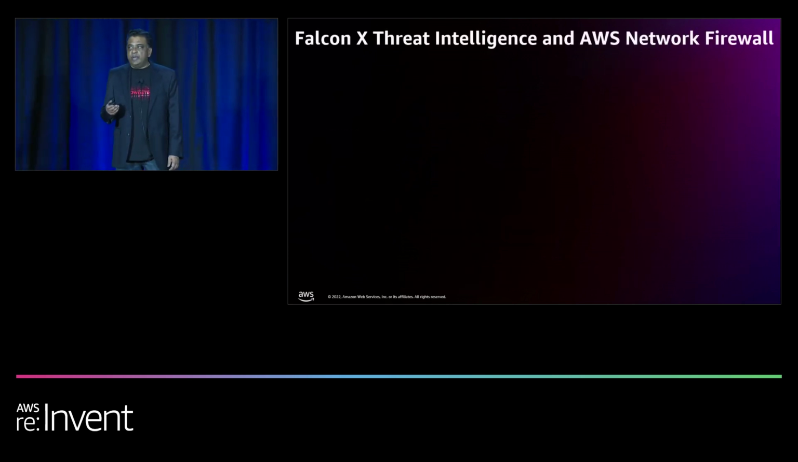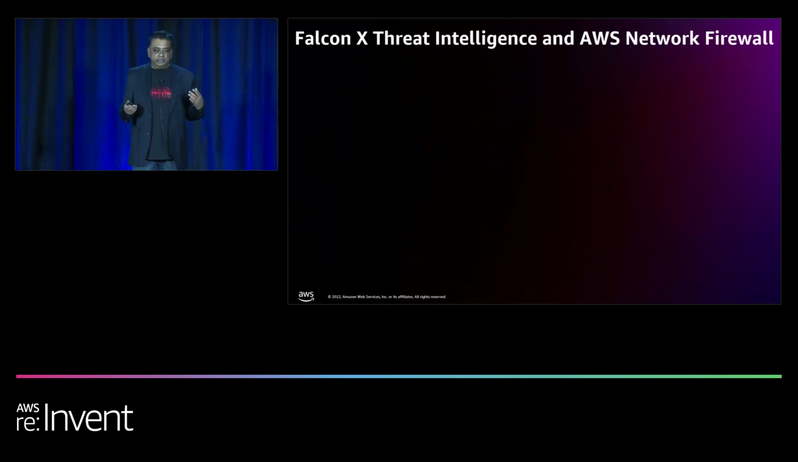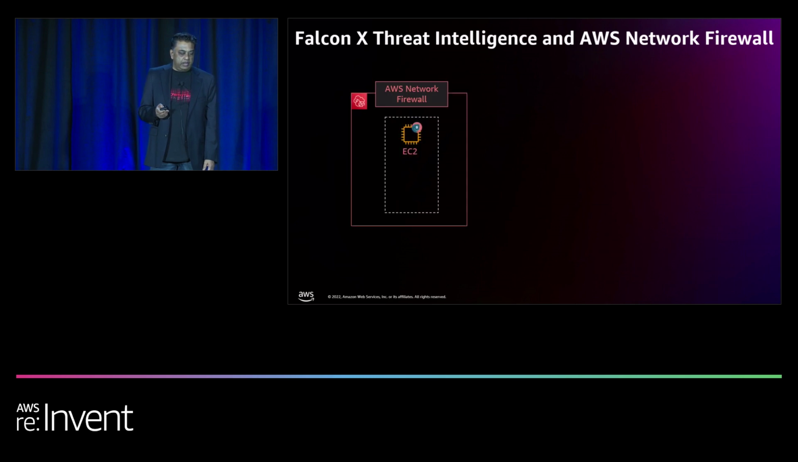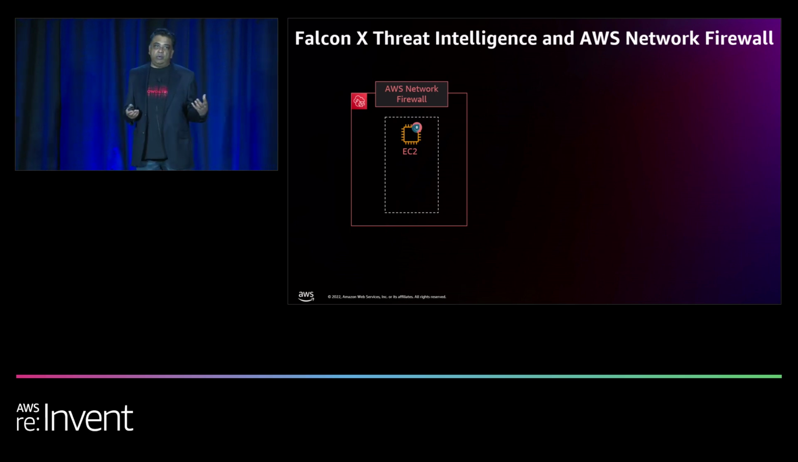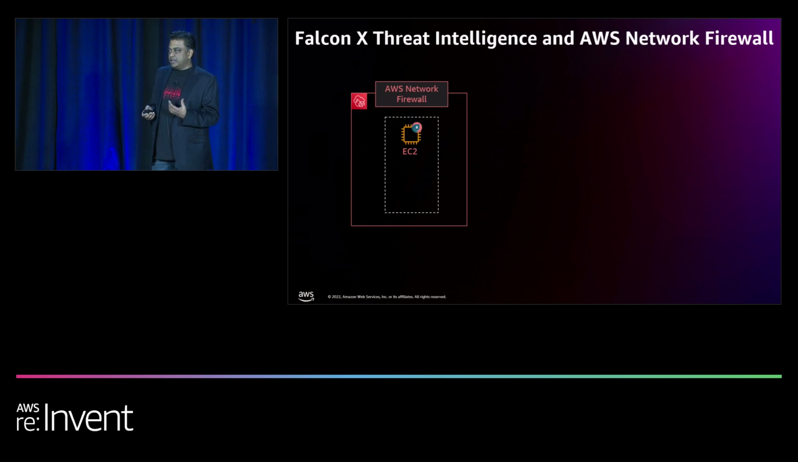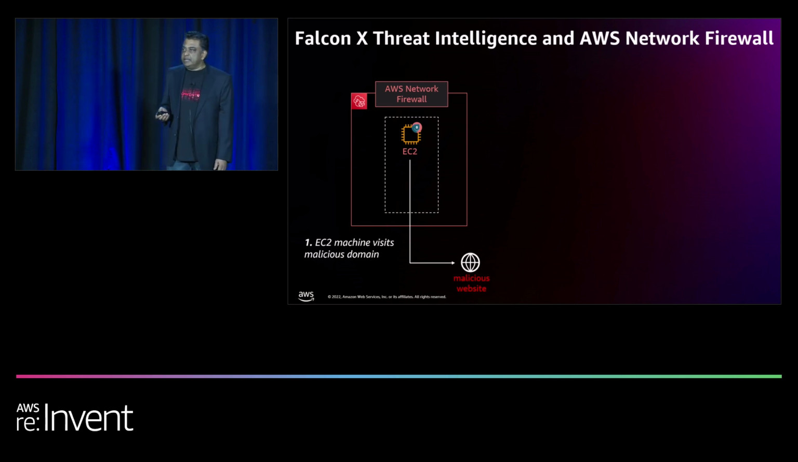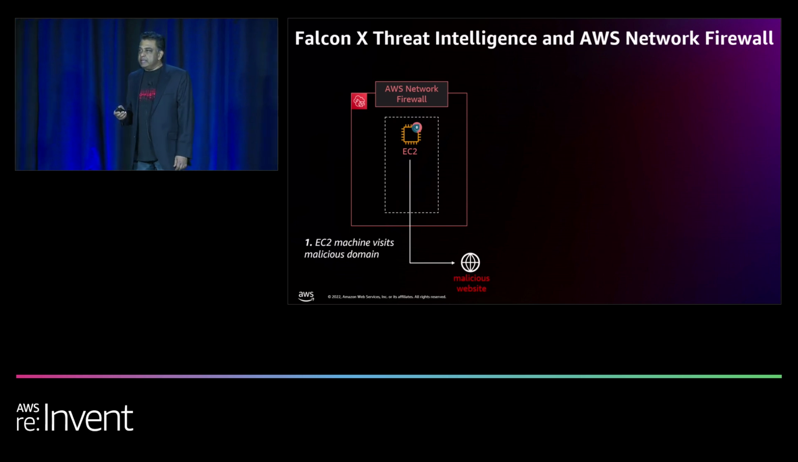The next integration is with the Falcon X threat intelligence and how we can integrate with, for example, the AWS Network Firewall, which is again another layer of integration with threat intelligence. And here you have deployed the AWS Network Firewall in your VPC environment. You have an EC2 instance, for example, running the CrowdStrike sensor, and it potentially could visit a malicious site. And at that point, because you're running that sensor, you're able to immediately stop that breach from happening.